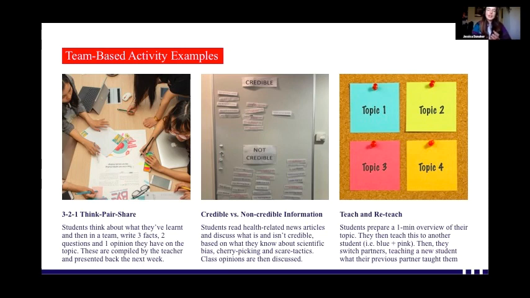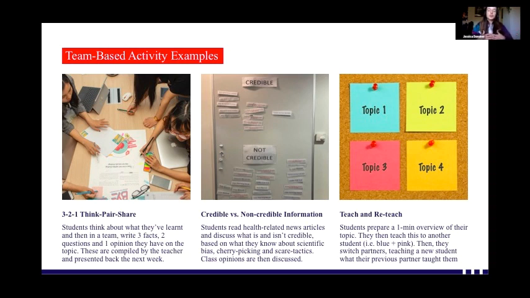I also would run an activity for my course Nutrition, Health and Disease called Credible versus Non-Credible Information. With nutrition, there's a lot of misinformation. There's a lot of news articles that aren't trustworthy, that might have bias or cherry picking of data or use scare tactics to frighten people into following a certain opinion.